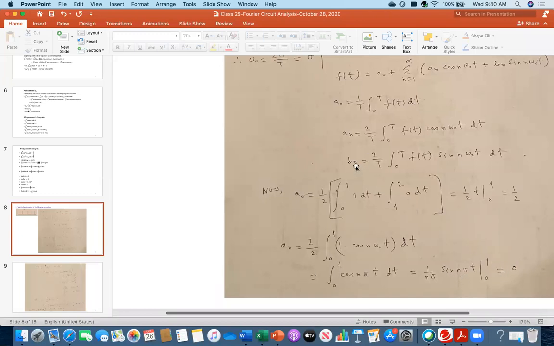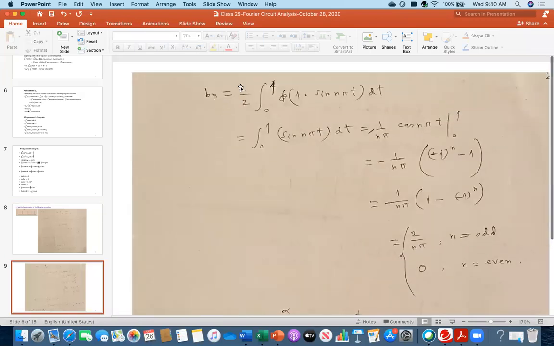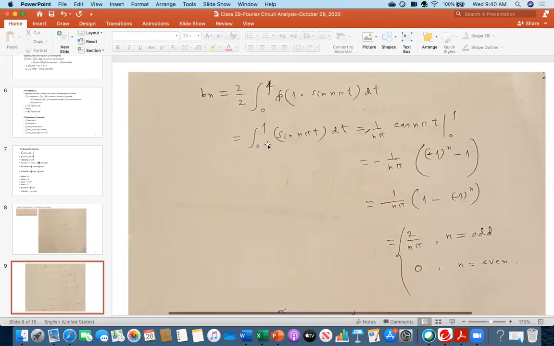Now you have to find out the bn using this one, f(t) sine of n omega t. I think that I am doing it here. So bn is 2 over time period, from 0 to 1, and then you see that sine function, and after integrating sine n pi t, it will be minus cosine n pi t, times 1 over n pi.